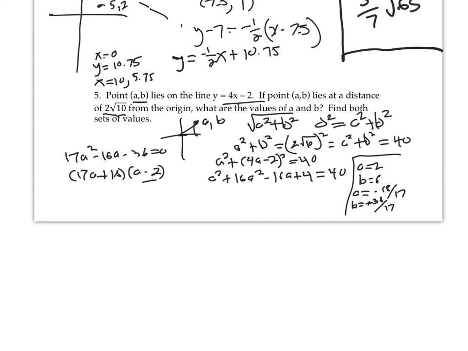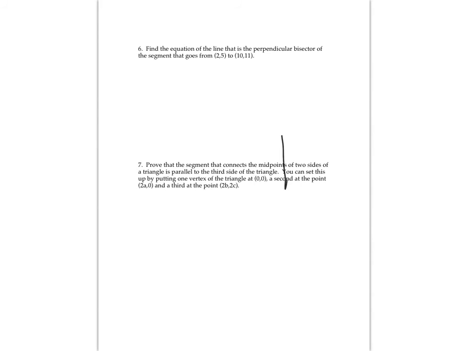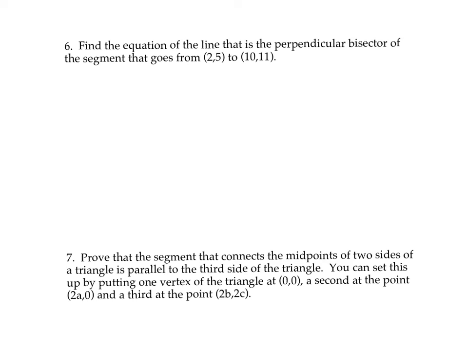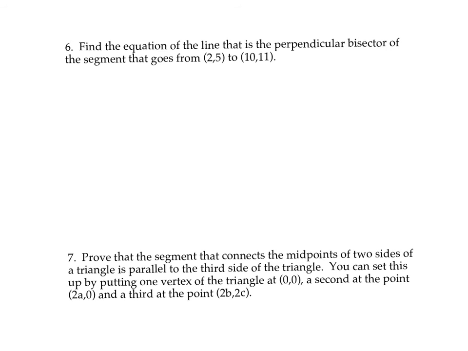Okay, moving right along. Here now we know that, find the equation of the line that is the perpendicular bisector of the segment that goes from (2, 5) to (10, 11). All right, once again, let's make our little sketch here. So we have (2, 5) maybe here, and then (10, 11) somewhere up here. Again, it doesn't have to be exact. And our perpendicular bisector is going to go right through the midpoint and be perpendicular.